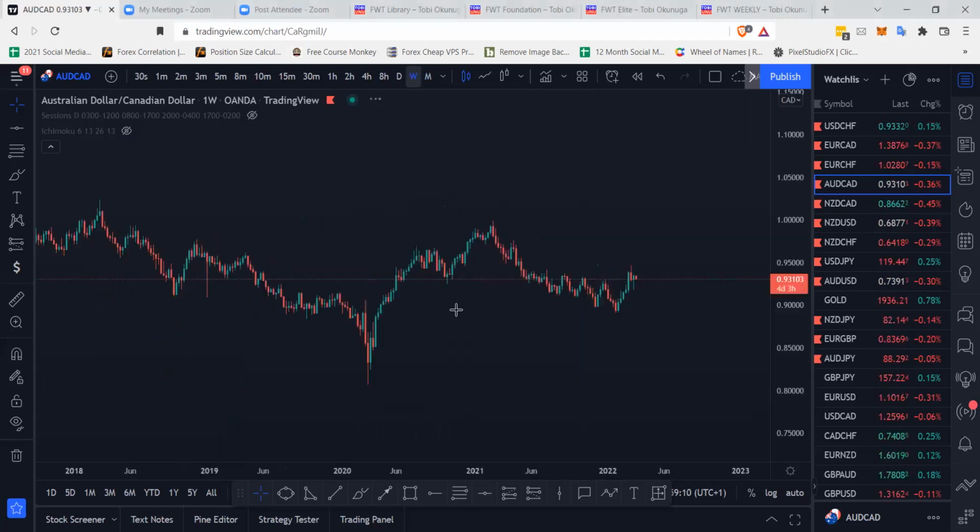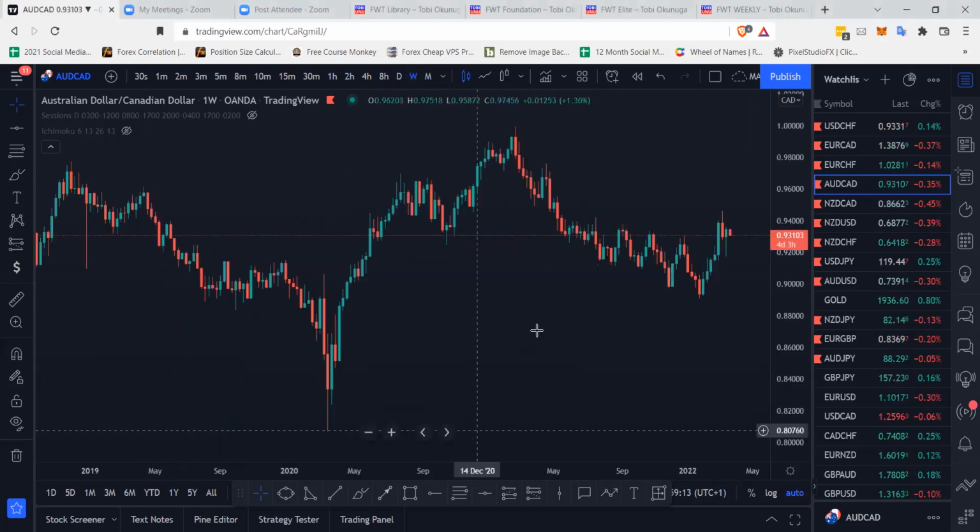Let's go to weekly chart. Let's quickly find a setup.